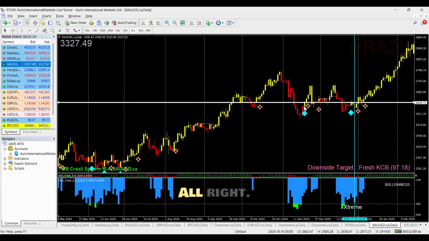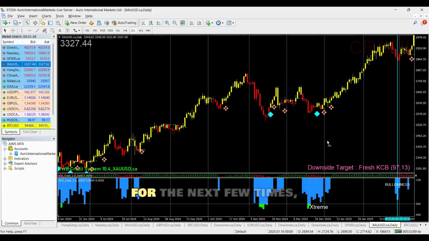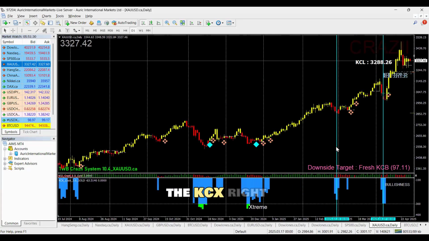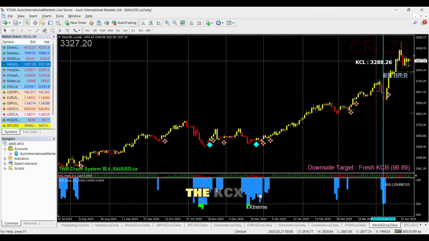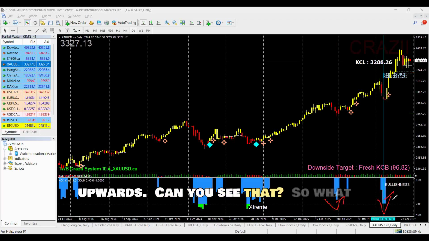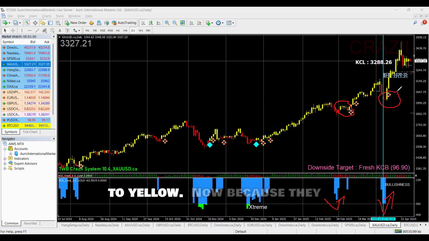Okay. So I'm going to fast forward the tape, and you can see for the next few times, the KCX in this case did not turn green, but undeniably, the one I just showed you, the KCX from blue turns upwards. From blue turns upwards. Can you see that? So what you need to do is just strategize the same thing, red to yellow, red to yellow. Now, because they didn't have KCX turning green, the diamond will not appear.